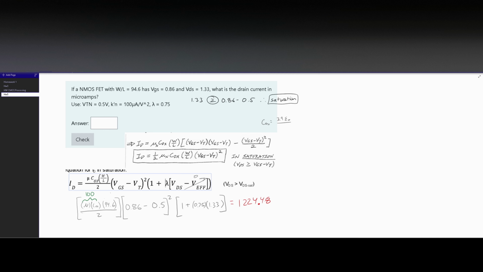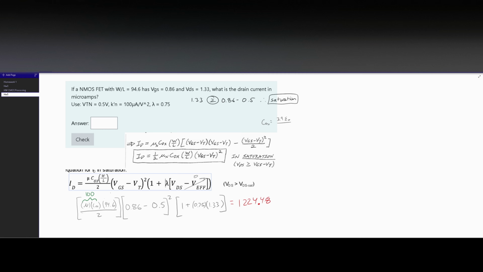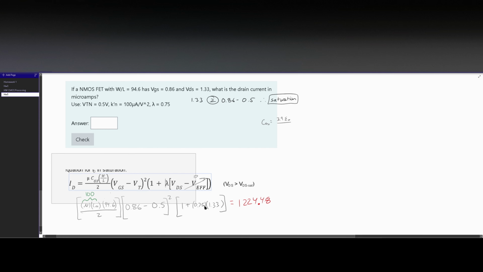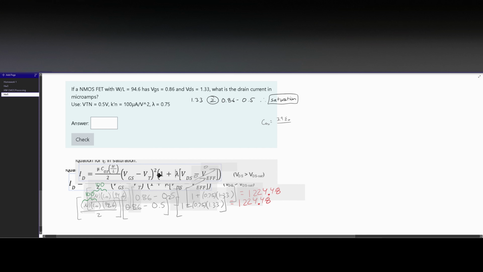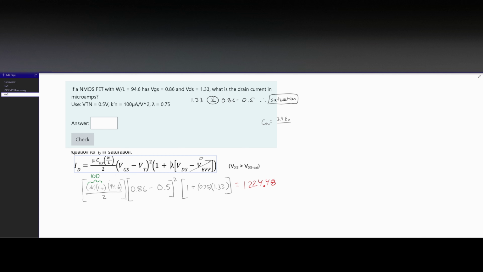Now there's a couple different equations that we're going to come across. We can come across this one that I have listed right here. However, we're not going to use it, so I'll actually get rid of it. And instead, we are going to focus on this one right here. Now with this one, if we look at the following values, the first thing we need to decide is if it's in triode or if it's in saturation.